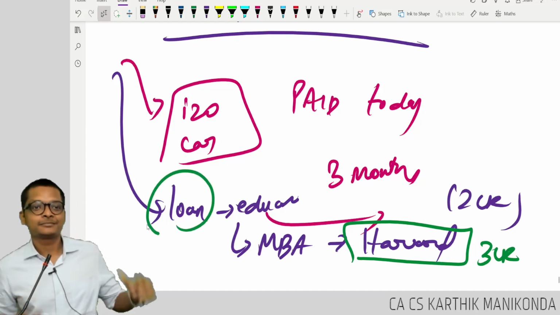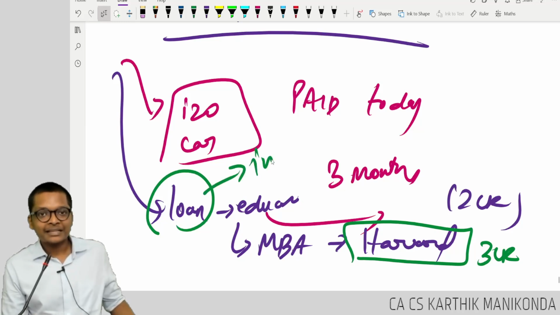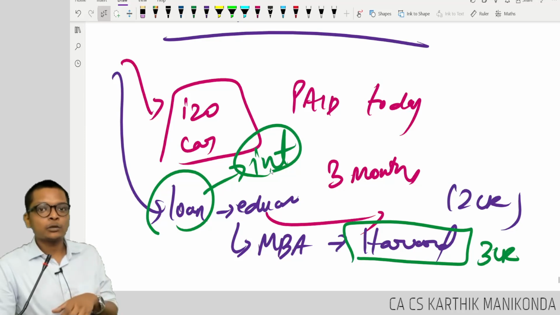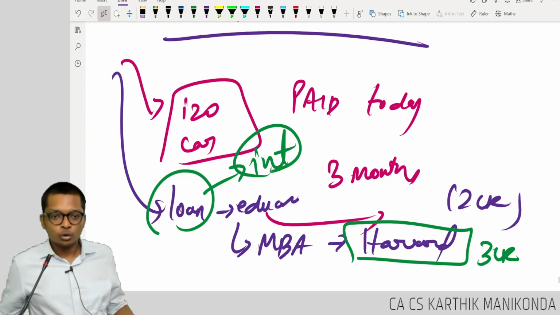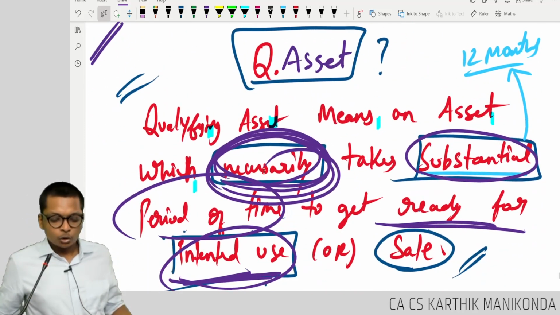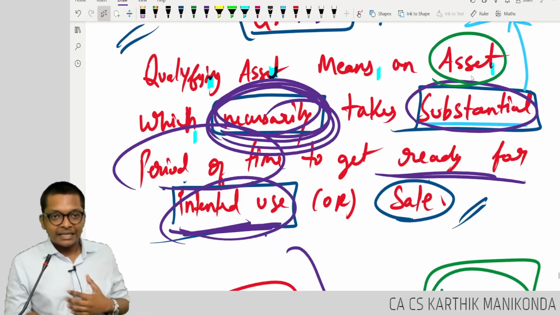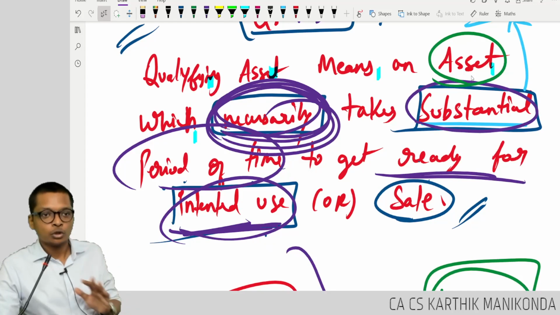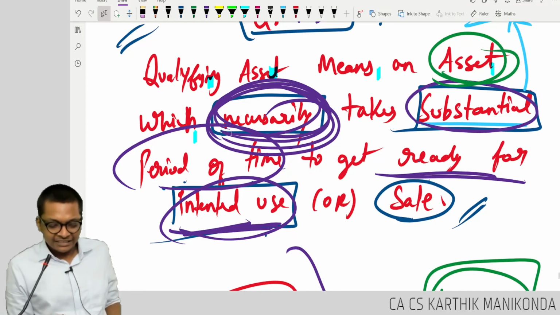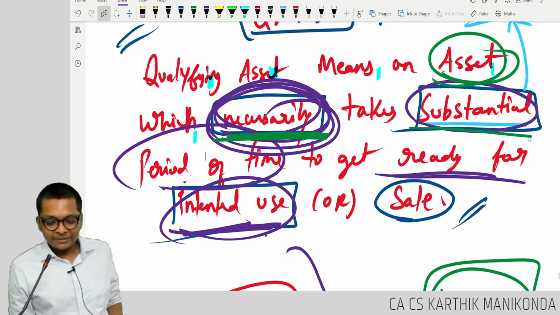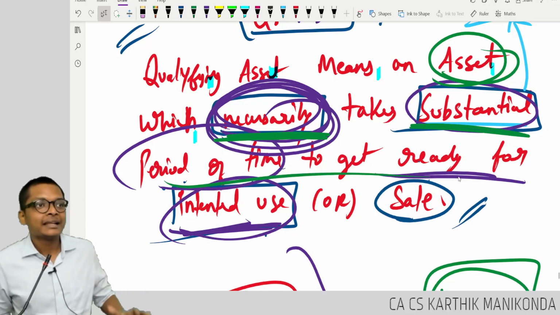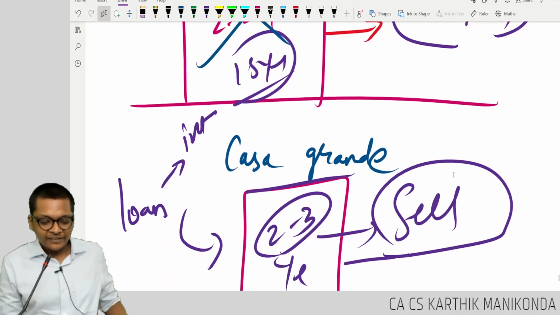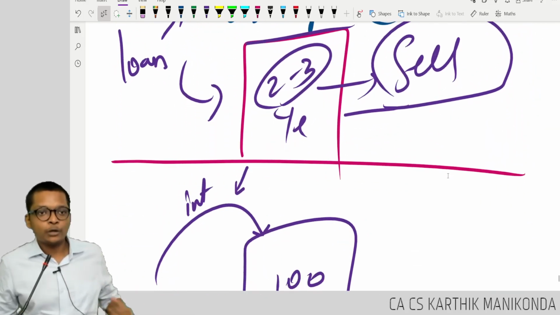I am the asset. Now, can I say it's a qualifying asset? No. As per the definition, a qualifying asset means an asset. Sanjeev cannot say I am an asset. Do you depreciate yourself? No. Qualifying asset means an asset which necessarily takes a substantial period of time to get ready for intended use. An education loan is not creating an asset. What if he fails in the final year? How do I know? Are you getting it, guys?